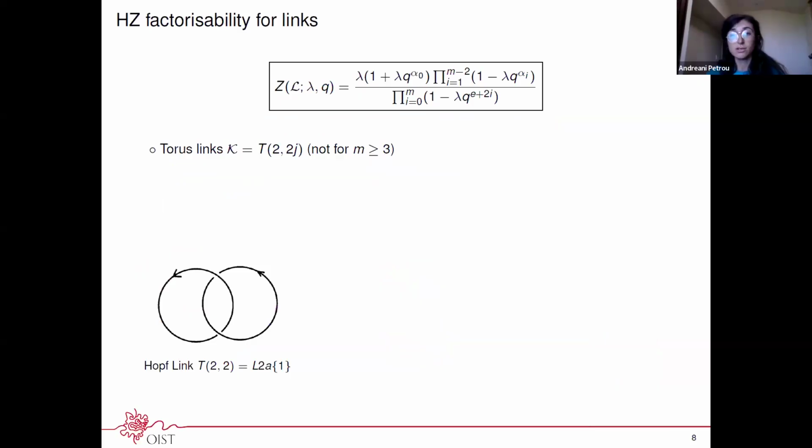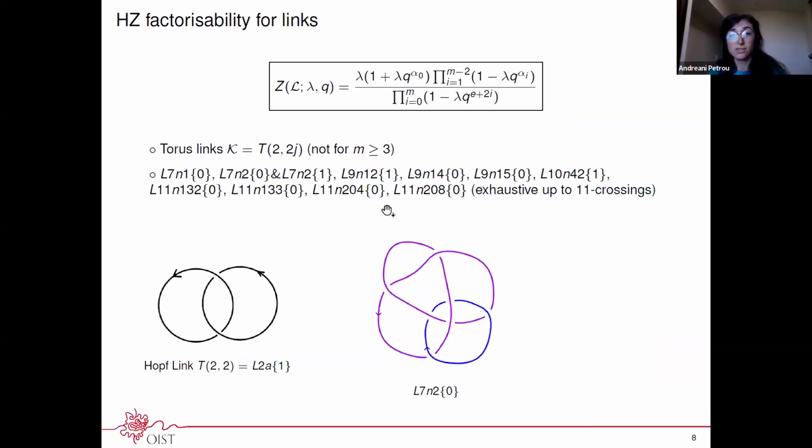Similarly, there is a notion of Harer-Zagier factorisability for links. But now the difference is that there is one factor that comes with a plus rather than minus sign in the numerator. And this is true for 2-stranded torus links, such as the Hopf link, but is no longer true for 3 or higher strands. We also have a list of hyperbolic cases, but now the relative orientation of the 2 components becomes important. And this is what this bracket notation denotes.